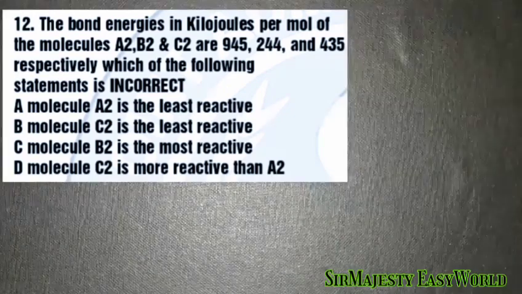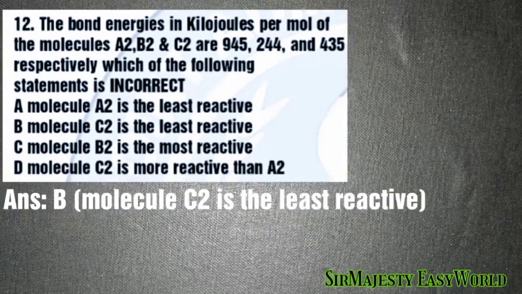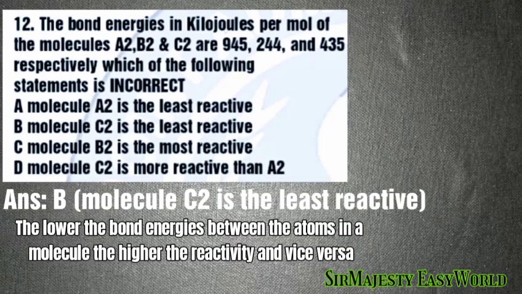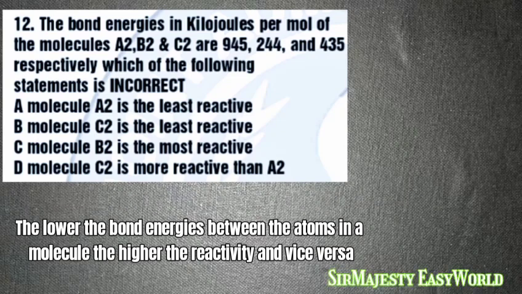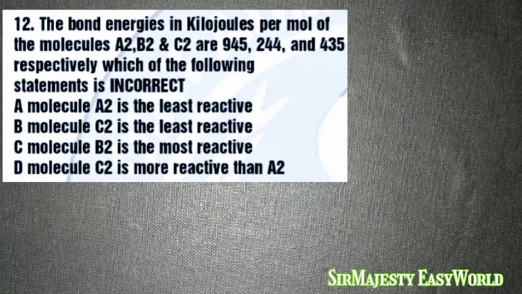Number 12 is B, showing that C is not the least reactive, so it's incorrect. At least one should know that the smaller the bond energies between the atoms in a molecule, the more reactive, and vice versa. So checking the equation there, molecule A has the highest bond energy, which means it's the least reactive, and the most reactive is molecule B2, which has the least bond energy, which is 244, and so on. So the incorrect statement there is option B.